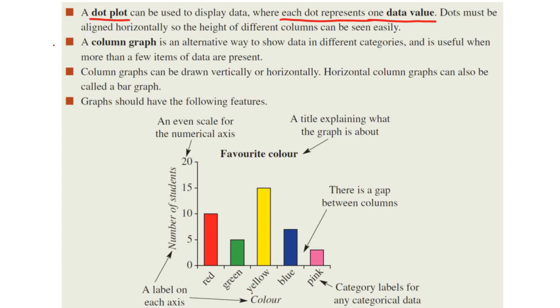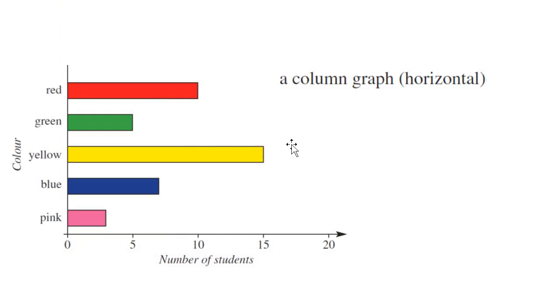Now a column graph is an alternate way to show data in different categories and is useful when more than a few items of data are present. Now we have seen that column graphs can be drawn both vertically as well as horizontally, and in fact the horizontal column graph is known as a bar graph. So this one is known as your bar graph.